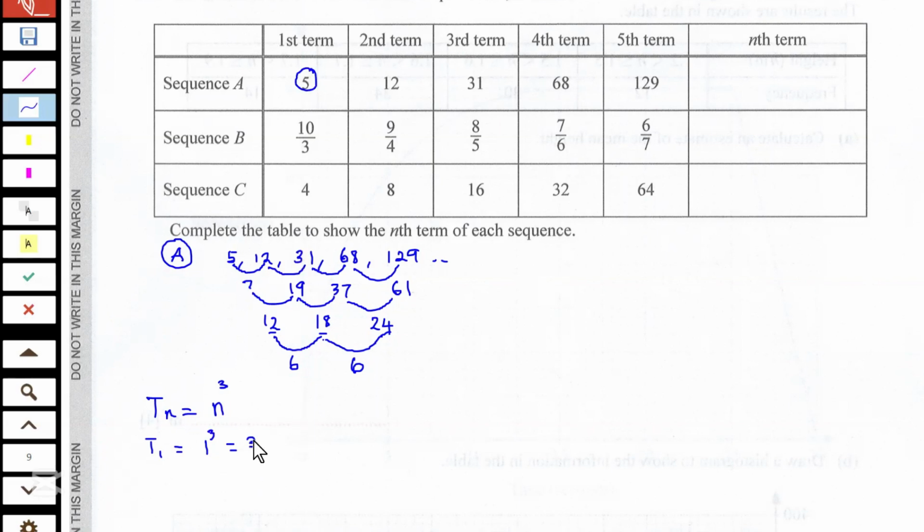Or rather, sorry, 1 to the power of 3 means 1, not 3. So 1 to the power of 3 is 1. So what do we do to 1 to make 5? We have to add 4 to 1 to make 5. And so the nth term in this case will be n to the power of 3 plus 4. So the nth term of sequence A will be n to the power of 3 plus 4.